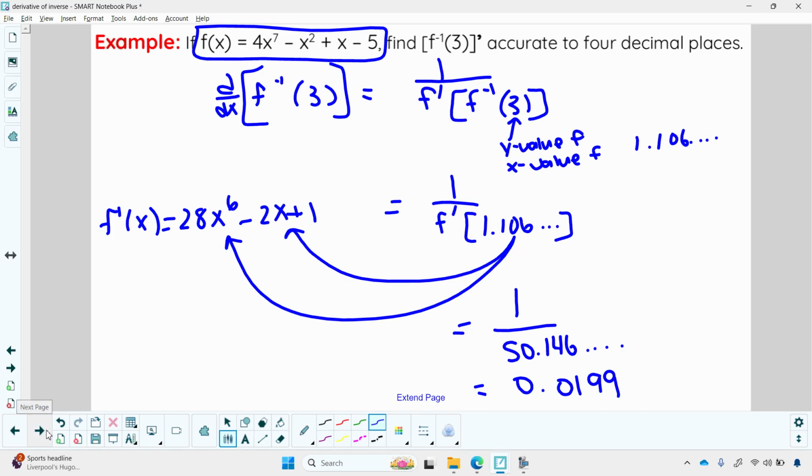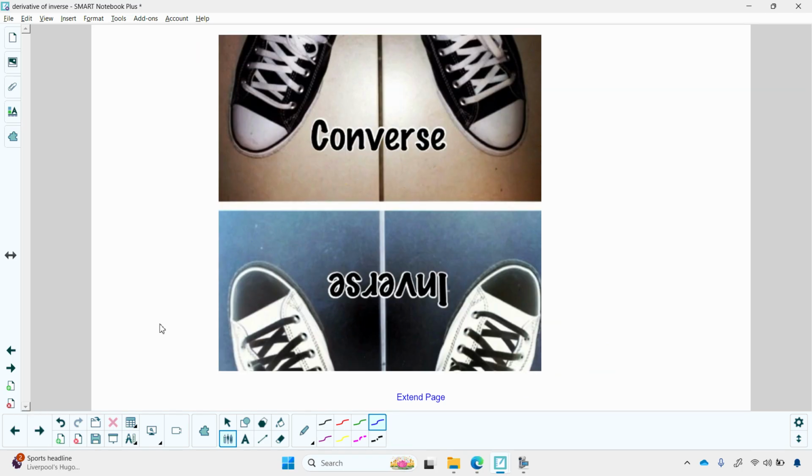Interesting twist on inverse. What about if we looked at the derivative or the inverse of converse? Maybe that's some food for thought.